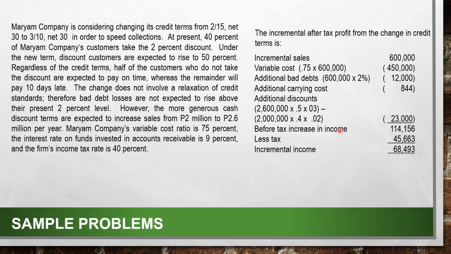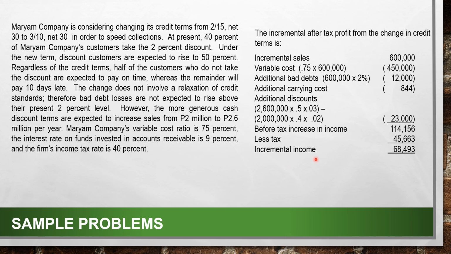Then we have the discounts. So we have 2,600,000 times 0.5, the customers availing the discount is 50%, times the discount of 3%. Compare that with the old discount, 2 million times only 40% of customers times 2%. So the increase in the discount here is 23,000. From 16,000 it became 39,000, so we have an increase in discounts of 23,000.